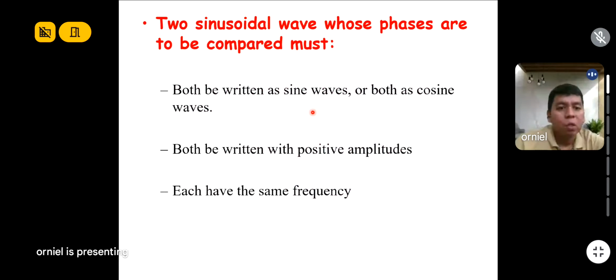So, two sinusoid waves whose phases are to be compared must both be written as sine waves or both as cosine waves. You cannot compare two waveforms if one is a sine wave and the other a cosine wave. They must be the same: if one is a sine wave, the other must be a sine wave, so you can compare them. If one is a cosine wave, the other must be a cosine wave. And second, you can compare if both are written with positive amplitude.